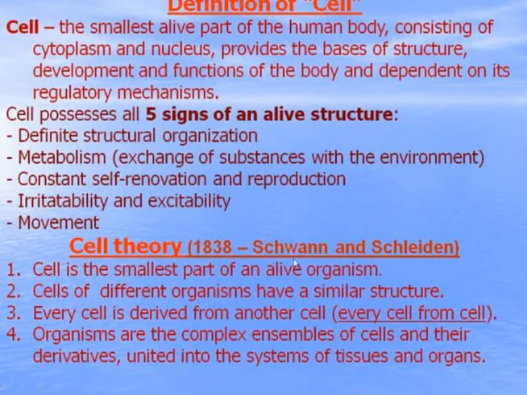Cell theory. First, the cell is the smallest part of the alive organism. Cells of different organisms have a similar structure. Every cell is derived from another cell, every cell from cell only. Organisms are complex ensembles of cells and their derivatives united into the system of tissues and organs.